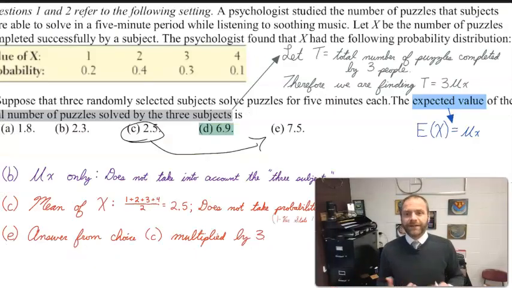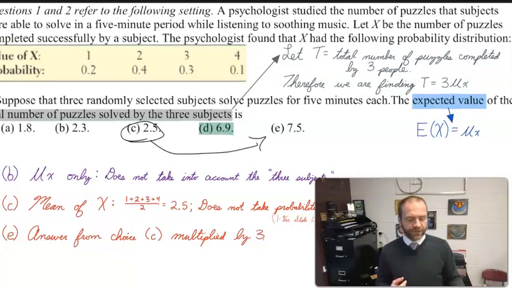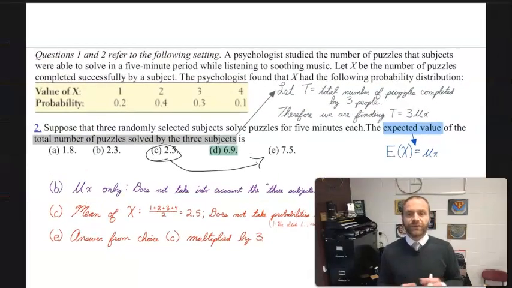Now, E is the answer from choice C multiplied by 3. So maybe someone did that, and thought, hey, I know I got to multiply by 3, so I'm going to multiply 3 by that and say the answer is 7.5, which is wrong. The answer is 6.9. What you need to do is take 3 times our 2.3.